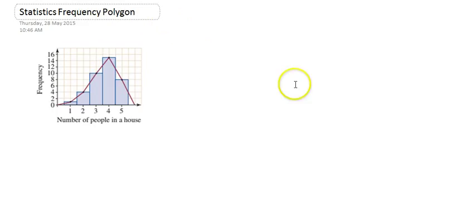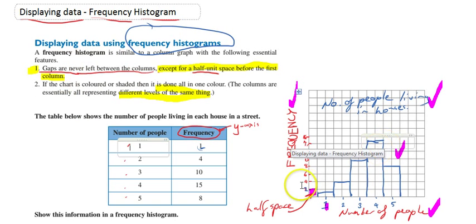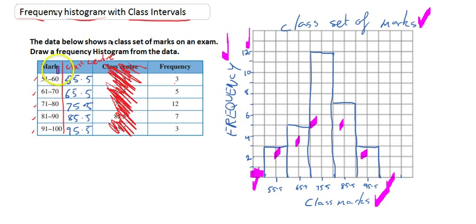So in previous videos, we've been looking at frequency histograms. You'll remember, first of all, we did a frequency histogram like this one: number of people, 1, 2, 3, 4, 5, and then the frequencies up here. And then we did a frequency histogram where there were class intervals. The only difference there was we had to calculate the class center first and then put the class centers in. Those are frequency histograms.